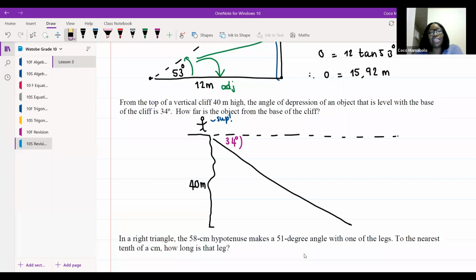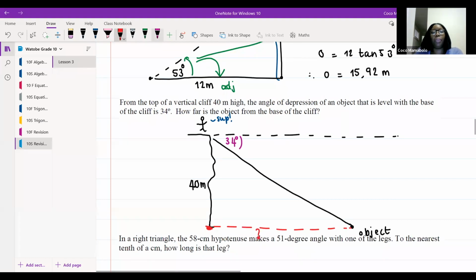All right. So it said that the cliff is 40 meters tall, and I've got an angle of depression of 34 degrees, that is level with the base of the cliff. How far is the object from the base of the cliff? So there's an object. It's over here. There's our object. Now it's saying, how far is it from the base of my cliff? Here's the base of my cliff. So what we want is this distance over here.